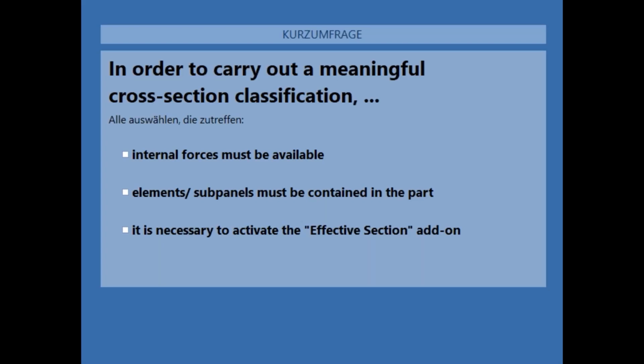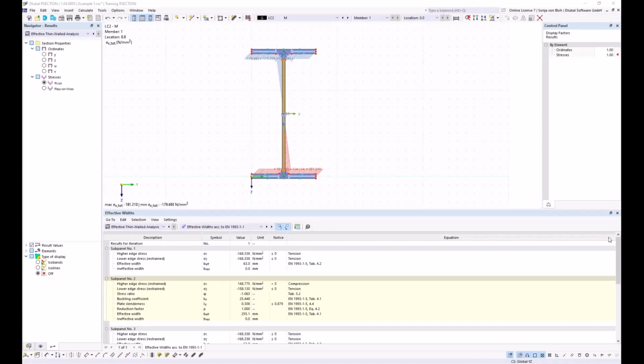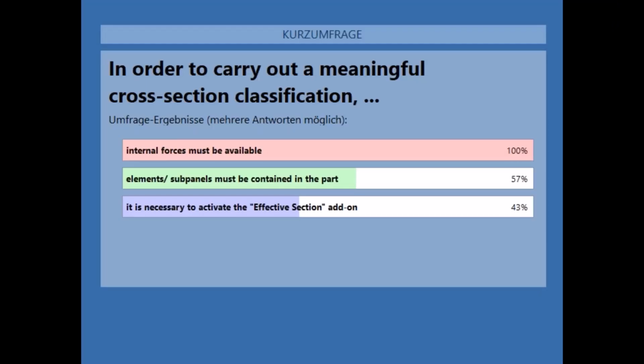Okay, I close the survey and then I share the results. All answers are correct. For a classification, internal forces must be defined, elements must be defined, and it's necessary to activate the effective section add-on.